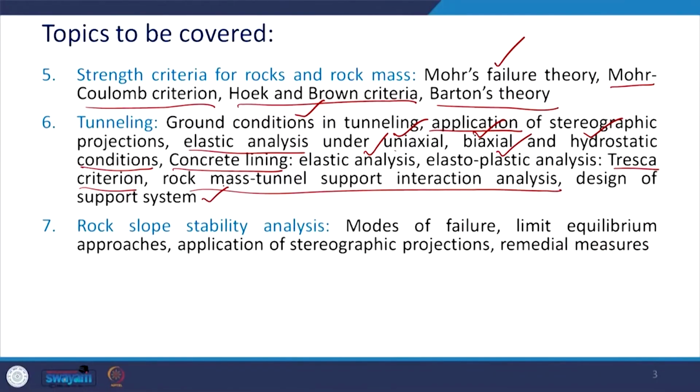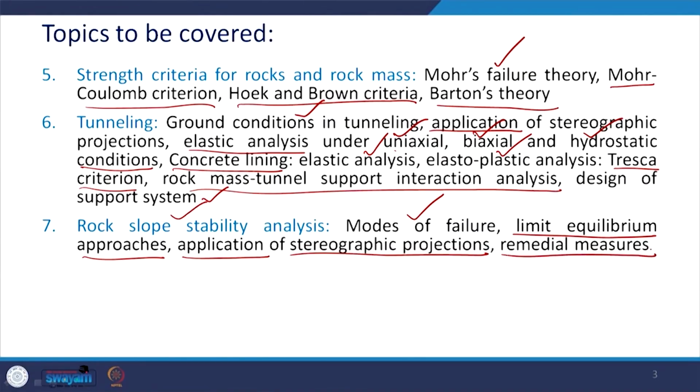Now, the next chapter will deal with the problems or the analysis related to the slopes in case of rocks or rock masses. So, we will first learn about the various modes of failure. Then we will see various limit equilibrium approaches towards the analysis of rock slope stability. Obviously, as it says, stereographic projections and their application in slope stability we will see, and then if the slope is failing, what can be the remedial measures which can be adopted. So, that also we will discuss in brief.